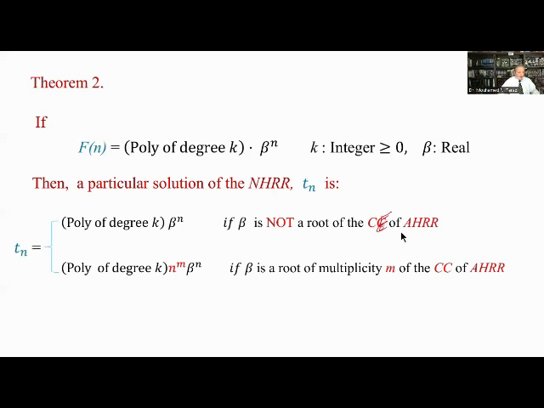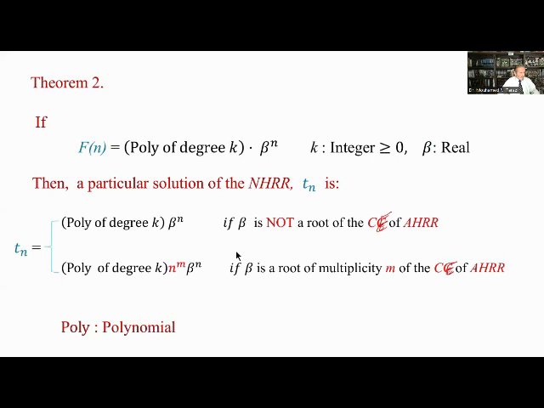Characteristic equation of the associate homogeneous recurrence relation. Otherwise, it's a polynomial of degree k times n to the power m if beta is a root of multiplicity m of the characteristic equation of the associate homogeneous recurrence relation. So let's see how we can use this, and we have been using it.